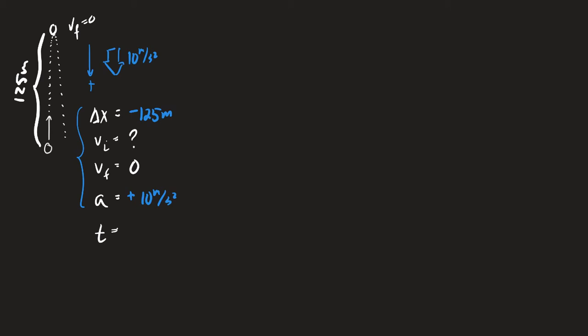But I'm going to identify one of the relationships by looking at the 5 relationships, and I'm going to choose the one that has the 4 important variables in it. This will be the one that does not have time in it. So for me, that's going to be v final squared minus v initial squared equals 2a delta x. So 0 squared minus v initial squared equals 2 times 10 times negative 125.